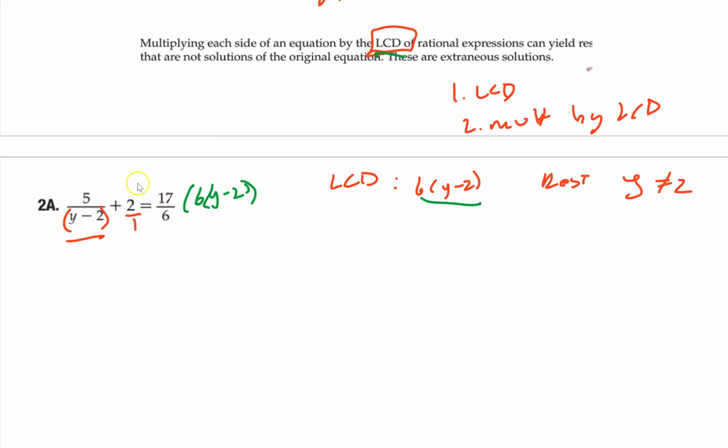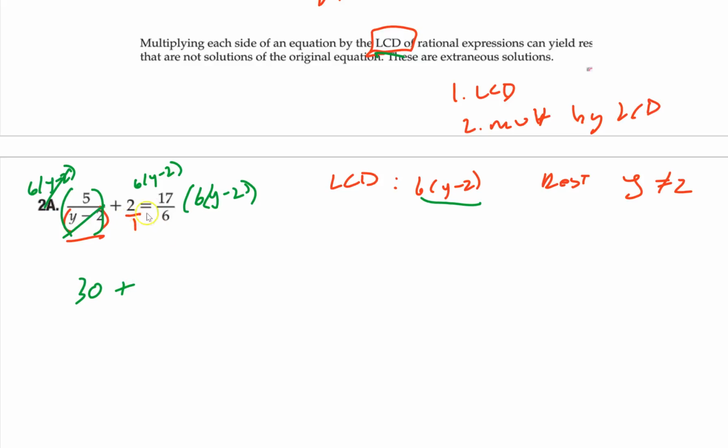We're going to multiply the 2 by 6y minus 2, and we're going to multiply this one by 6y minus 2. I guess this is a shortcut way. So you multiply everything by the LCD. Now look what happens. Over here, the y minus 2's cancel out. You just get 6 times 5, which is 30.